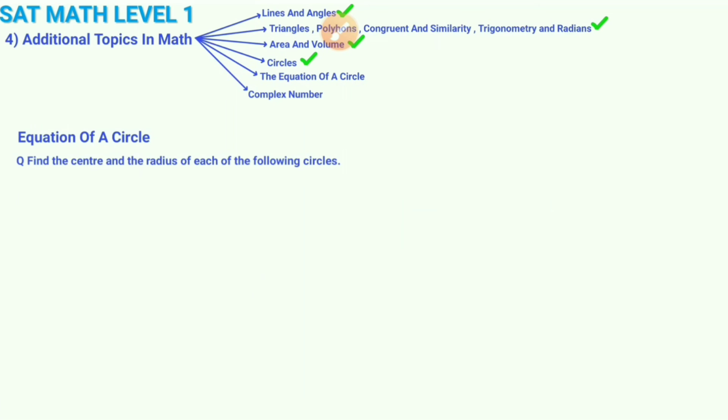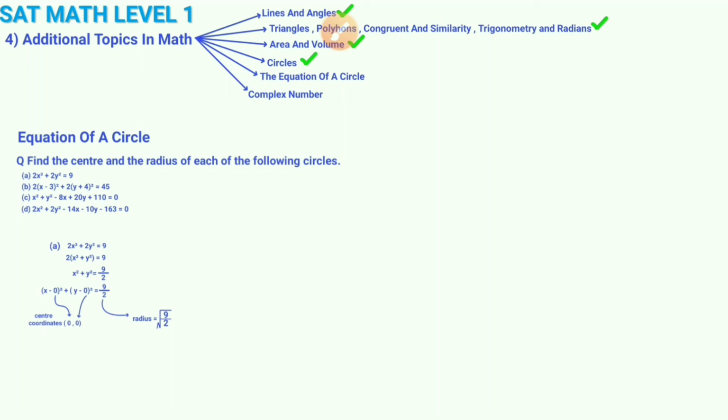Find the center and the radius of each of the following circles. So we have all of these. We're going to do all of these. There you go. Part A is done. Then part B. Okay, part B is done. Part C.